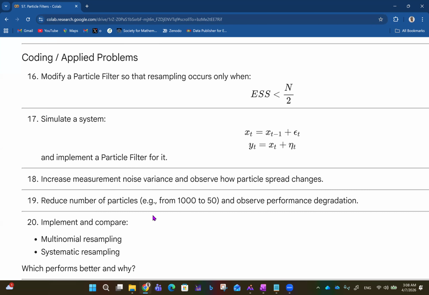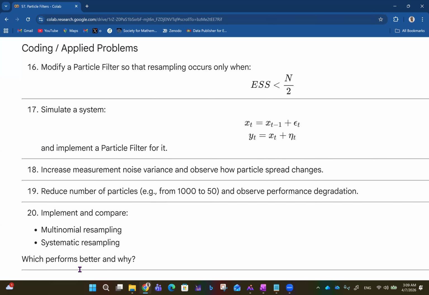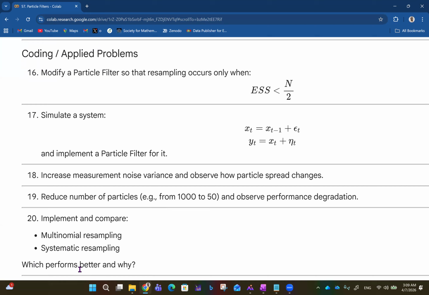Of course, I think the whole particle filter thing also follows the idea of Monte Carlo, where the more samples you have, the better results you get. So performance degrades when the number of particles is reduced. Reducing particles means you have fewer samples to deal with. So you can then implement and compare multinomial sampling and systematic sampling, and find out which performs better and why. So try your hands.